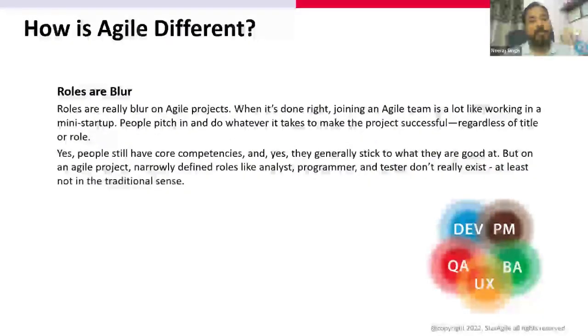Also, when you talk about roles in Agile, we say roles are blurred. Now, why do we say roles are blurred? Is it that we don't have clear expectations from the people? Or is it that we don't clarify to people what their roles in the team will be? No, it is purposefully kept blurred.